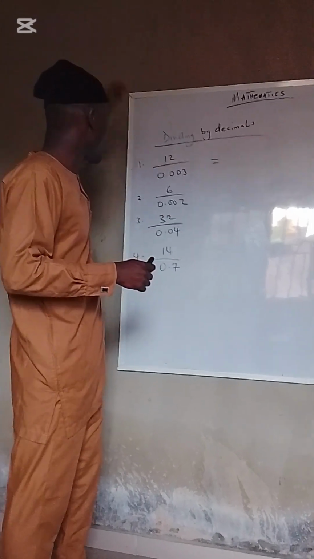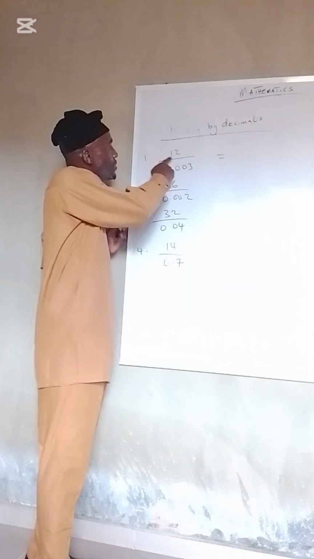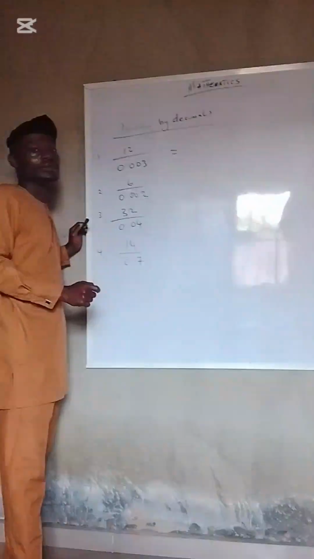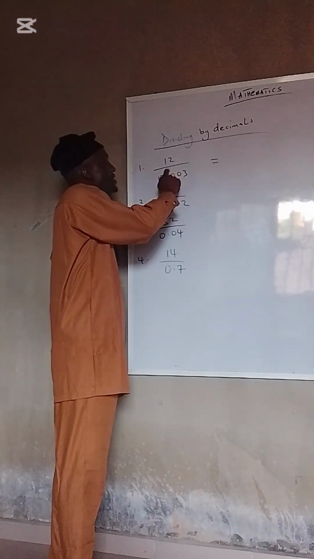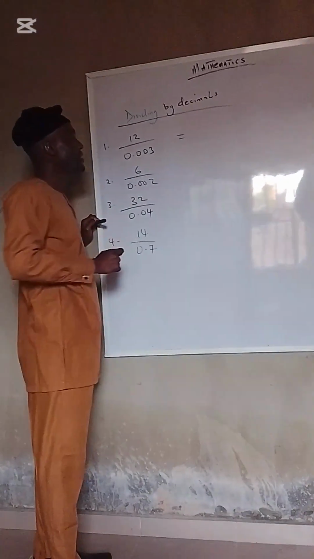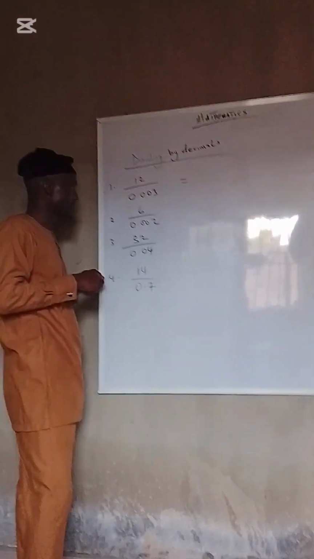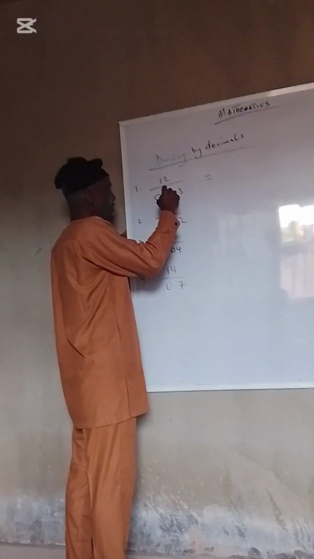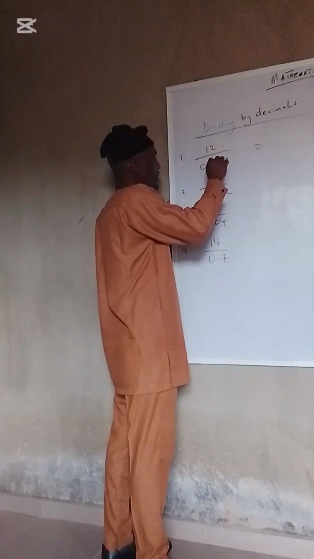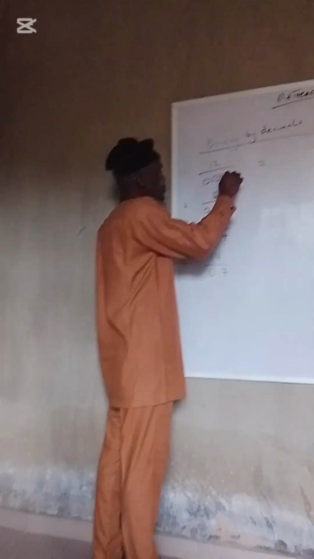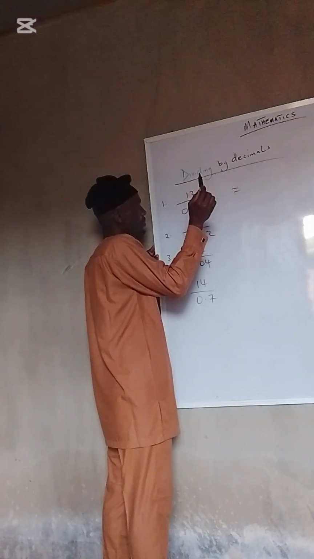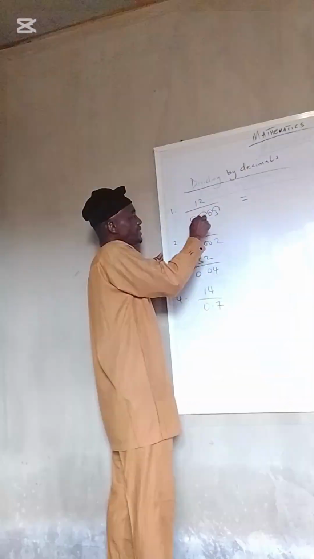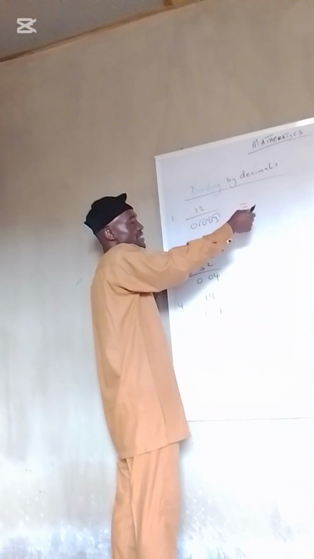Now you look at this question. The question says 12 divided by 0.003. Now when you are having this question, this is your decimal point. What you just have to do is count from here to here: 1, 2, 3. So we are having 3 numbers after the decimal point.